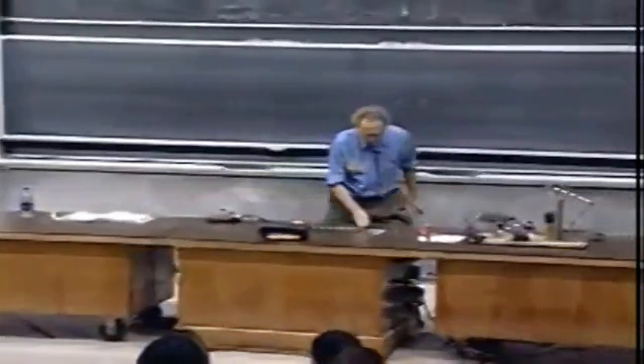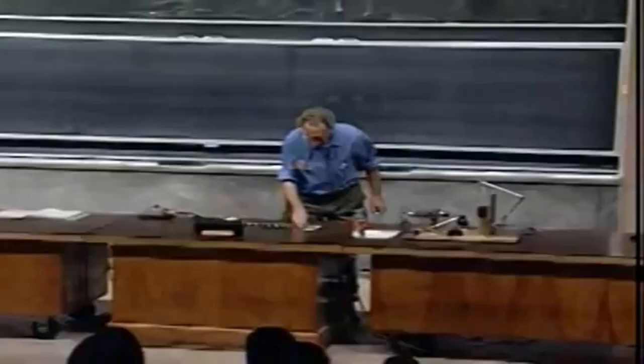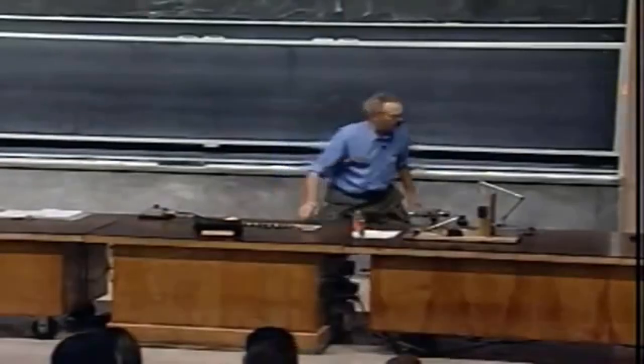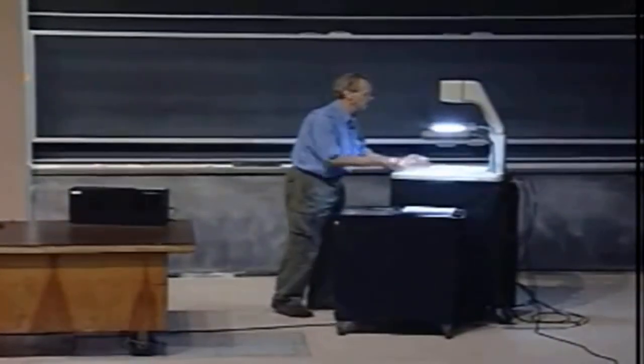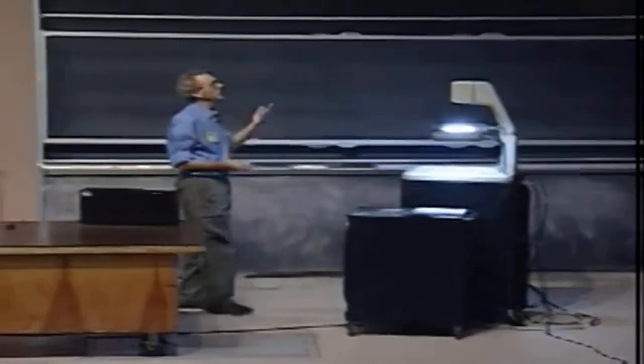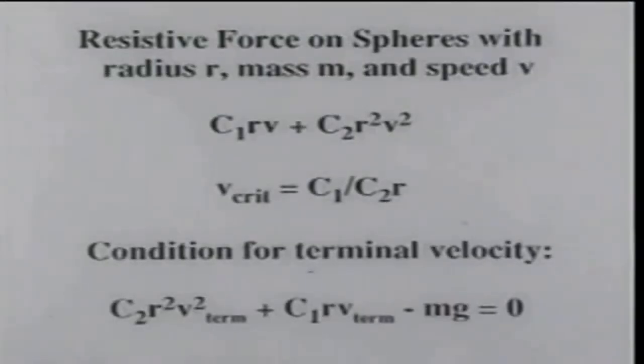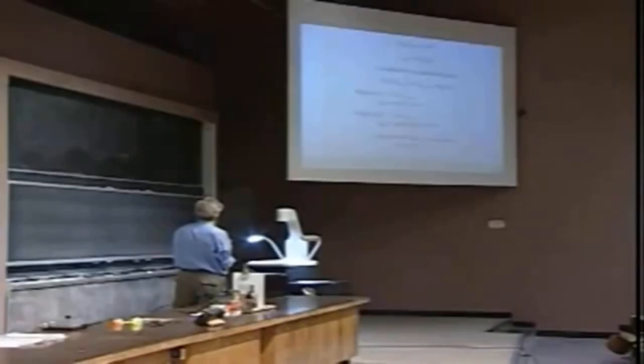I have for you a view graph that is on the web, so you do not have to copy it. It summarizes what I have just told you. It has all the key equations. You see there on top the magnitude of the resistive force. You see then the critical velocity. There's nothing critical about it. It's just the speed at which this term has the same magnitude as this term. Then you see the condition here, which I called equation 1 for terminal speed.